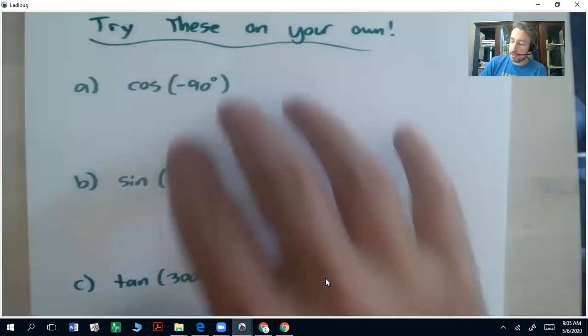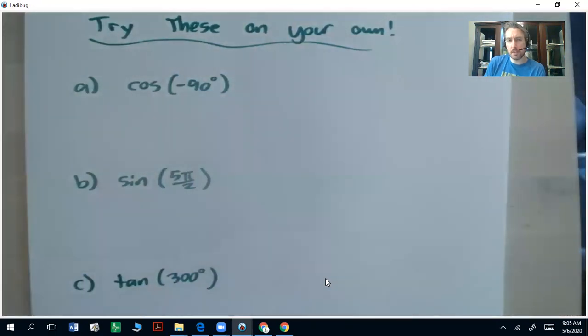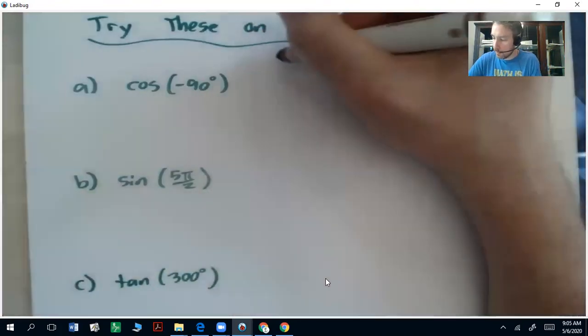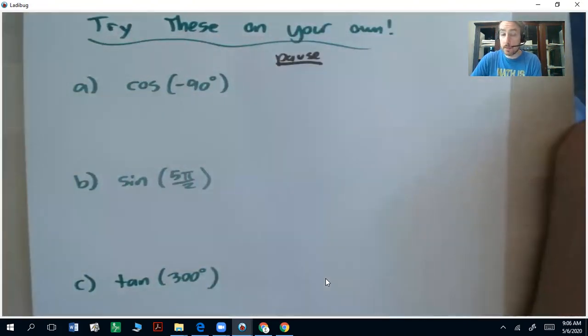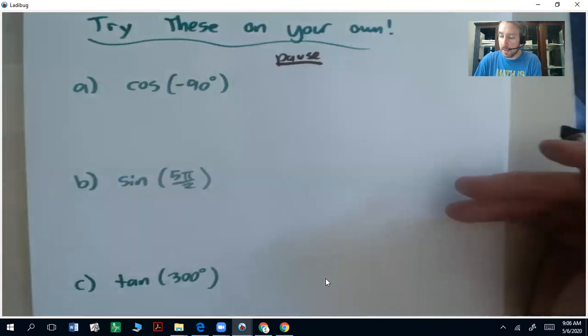After we check these, I'll have one more additional example I want to go over with you that doesn't involve the coordinates that you see on the unit circle. So pause it, try it on your own, pause between each one so you can see.